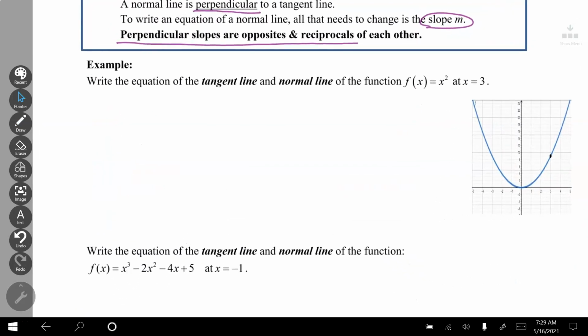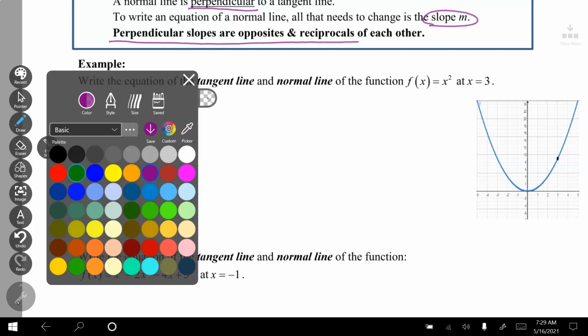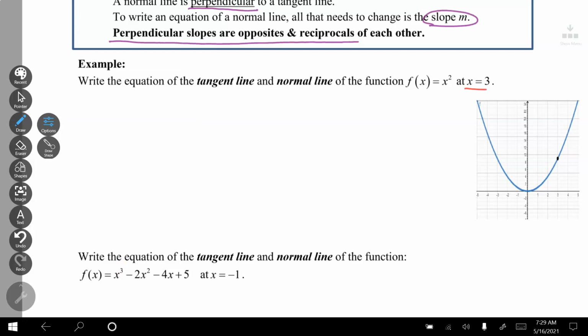I'm not going to use the long way to find derivatives. I'm going to use a short one. But first I need to find what I have. I have an x value, x equals 3. I need to find the y value. So y is equal to f of 3, which is 3 squared, which is 9. So I have the point (3, 9), which you can see I have already marked here on the graph.